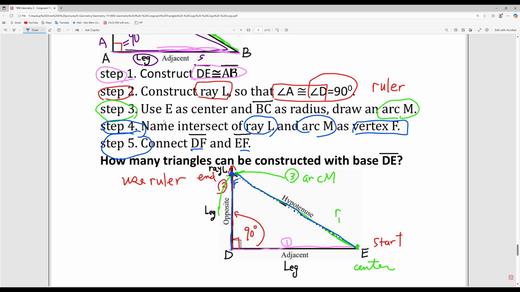How many triangles can be constructed with base DE? Since the vertex F is the only one intersect, therefore, you may find only one congruent triangle.